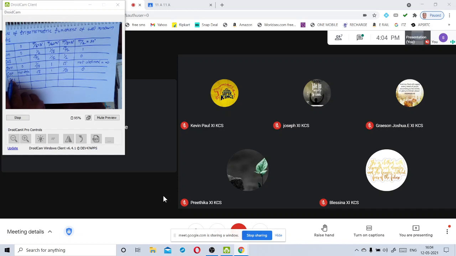Next secant x. It is a reciprocal of cos x. So reciprocal of cos x. 1, 2 by root 3, root 2, 2.